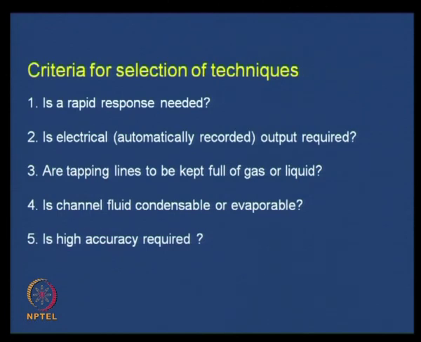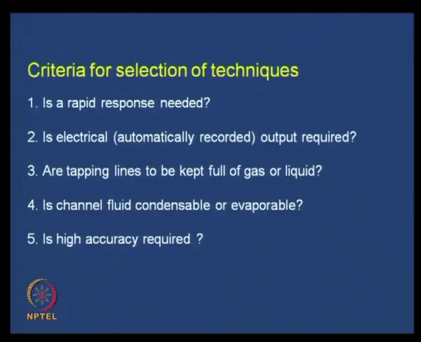Next is, if you need an electrical output, or in other words you want to record the output from a manometer, you can never do it. Okay. So, therefore, for such type of cases you have to go for a DP transducer. If electrical output is not needed, liquid manometers are fine.